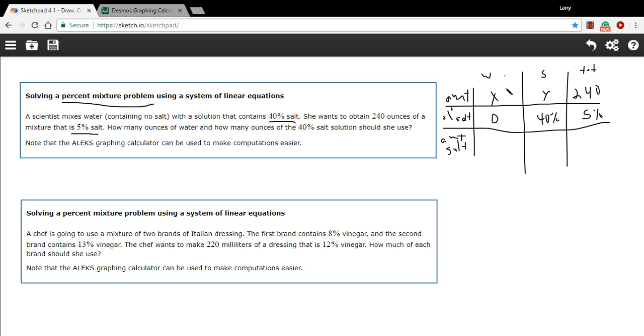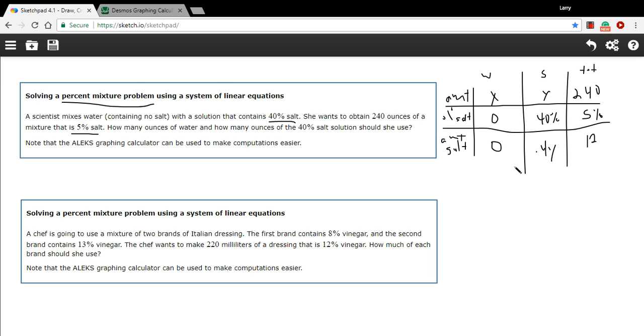First of all, the amount of salt in the water is still 0% salt, so it's 0. The amount of salt in the Y is going to be 40% times whatever amount of Y we have, so I'm going to write that as 0.4Y. And then what's the amount of salt in the total? Well, 5% is the concentration we want. So if we multiply 5% or 0.05 times 240, what we would get is 12. So there's actually going to be 12 ounces of salt in that solution.